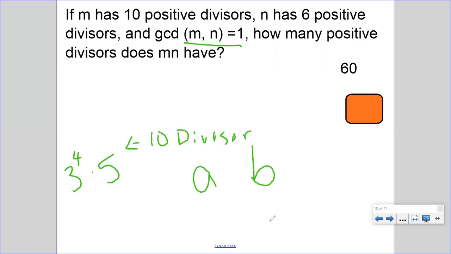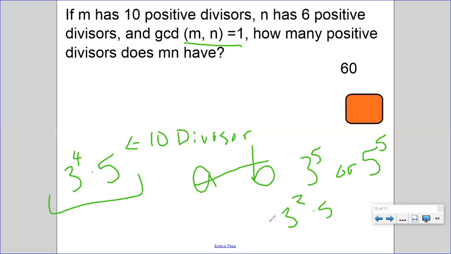And then the other one could be either 3 to the 5th or 5 to the 5th, or we could have it as some kind of 2 and a 3. We could have 3 squared times 5 to the 1st. All of these things would work. And if we multiplied these together, we'd end up with still 10 divisors. So because they're relatively prime, we can just take the product of them.